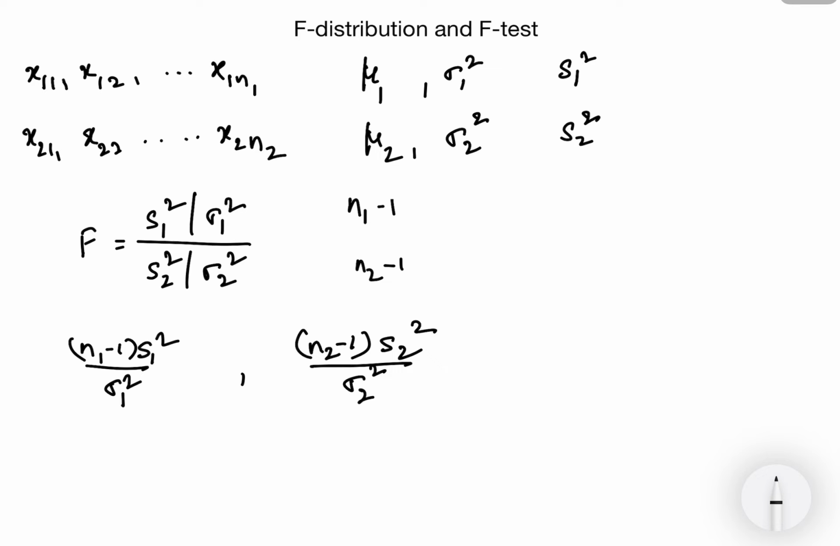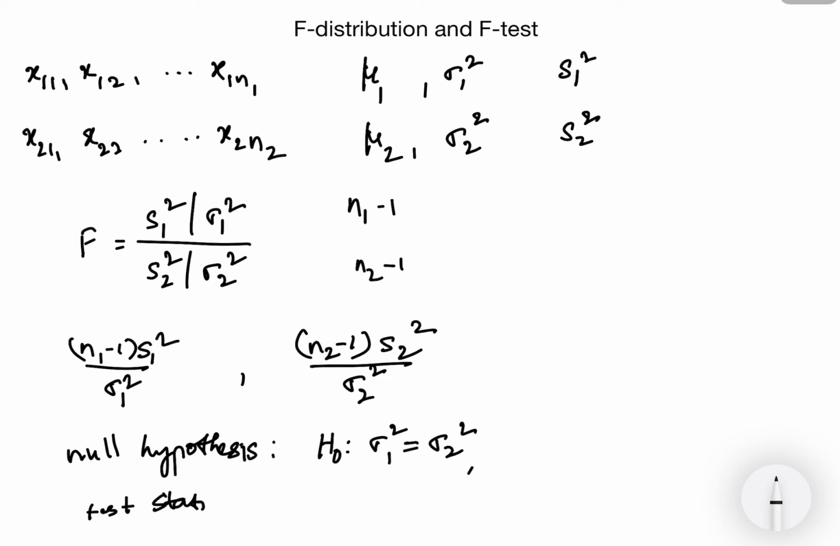Next, we state the null hypothesis, the test statistic, alternate hypothesis, and rejection criteria as follows. So here the null hypothesis for an F test would be H naught: sigma1 square equals sigma2 square, and the test statistic is defined as F naught equals S1 square over S2 square.